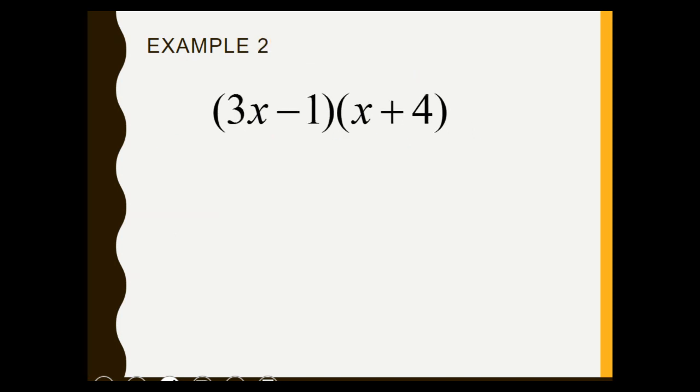Okay, let's try another one. Once again, we're going to use FOIL. F stands for the first term. So 3x times x, 3x squared. O stands for the outside terms. 3x times 4 is 12x.